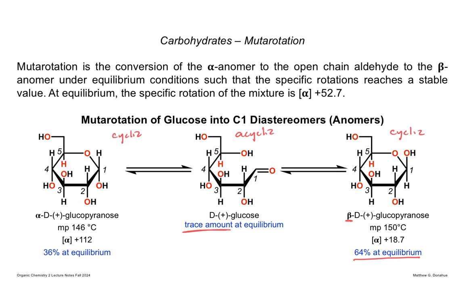Notice that the alpha and the beta are diastereomers, so their melting points are different. 146 is different from 150. The other important thing to notice is, even though I'm still using that alpha there in the square brackets, that refers to specific rotation. And you see those values are pretty different. So the alpha is 112, the beta is 18.7.